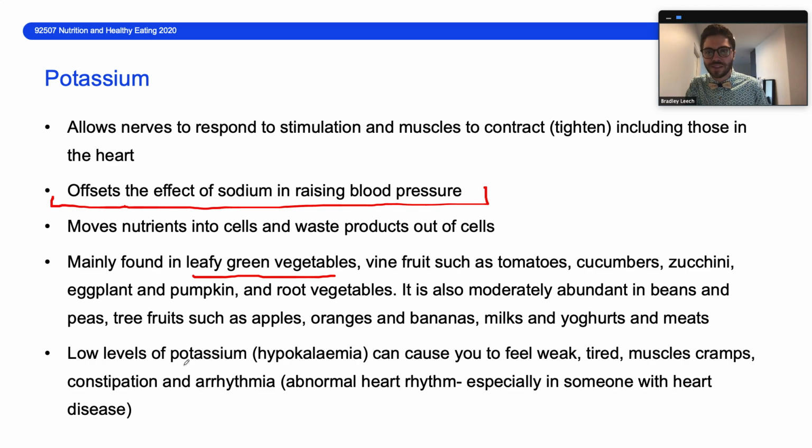Low levels of potassium can result in you feeling weak, tired, muscle cramps, and so forth, and can actually affect the rhythm of your heart.